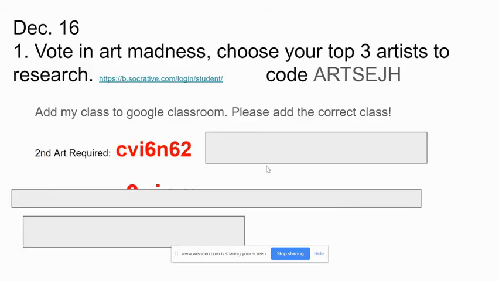Now you're going to go ahead and vote here using this code right here. And you're going to plug in the code that's correct for your class period to add my class to Google Classroom, all by the end of class.